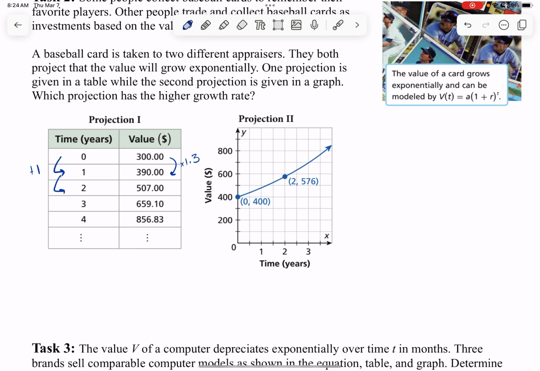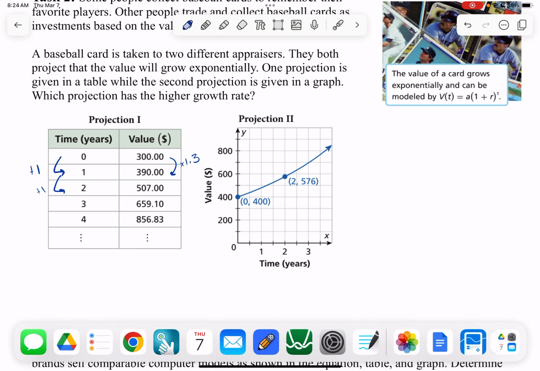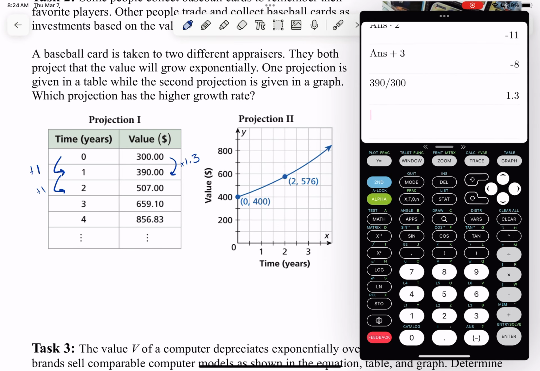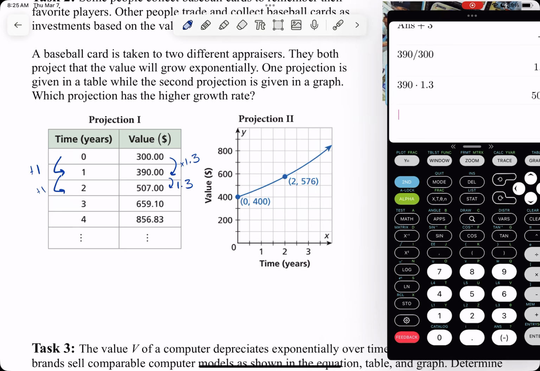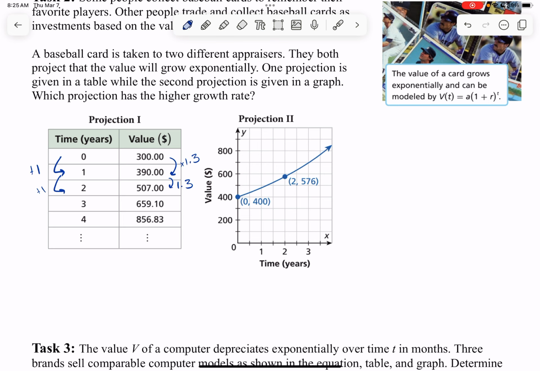So to go from 1 to 2, again, that goes up by 1. So let's see, if I take that 390 times 1.3, I get 507. Yep, so it looks like that's holding. I'm multiplying by 1.3 each time. So my growth factor is 1.3. If I take that 1.3 minus 1, it goes up by 0.3 or 30% each time. So this is increasing by 30% each time.